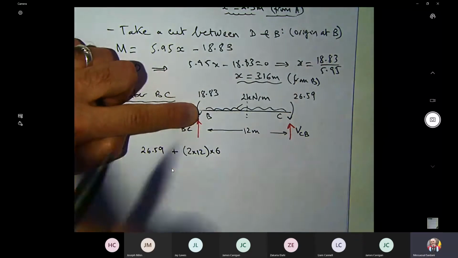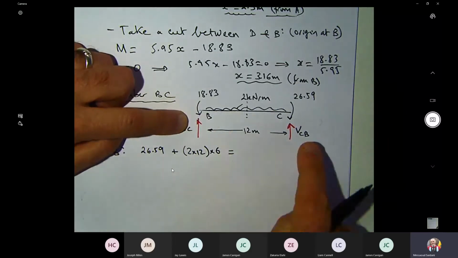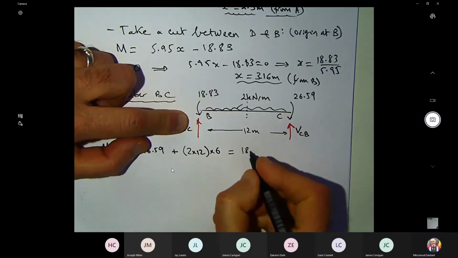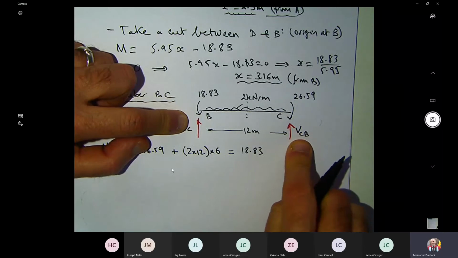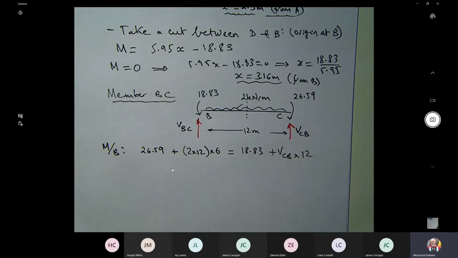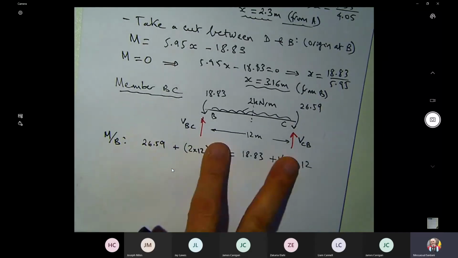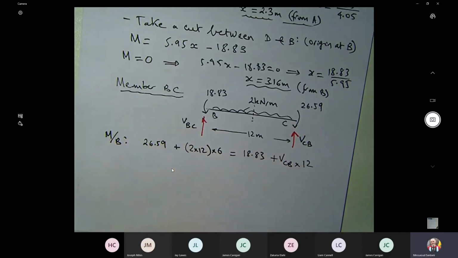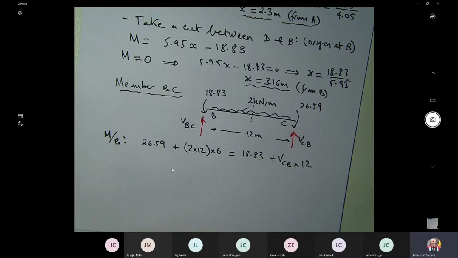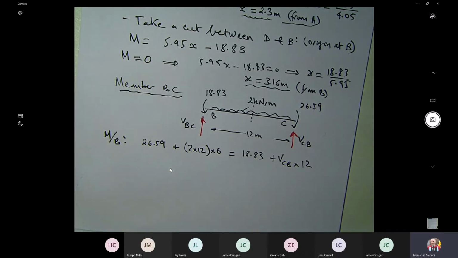So now we have anti-clockwise. We have the 18.83, and we also have this reaction here, VCB times 12. And that's it. Okay? You just need some concentration when you write down your moments, making sure that you put the moments on the right side of the equation. Clockwise equals anti-clockwise. If you have a calculator, please do it quickly, and I can give you the answer.